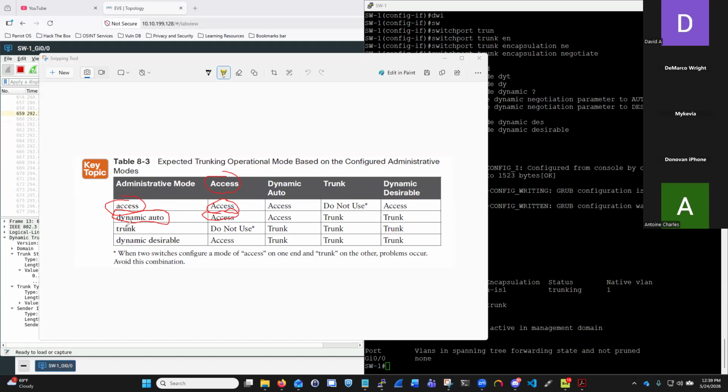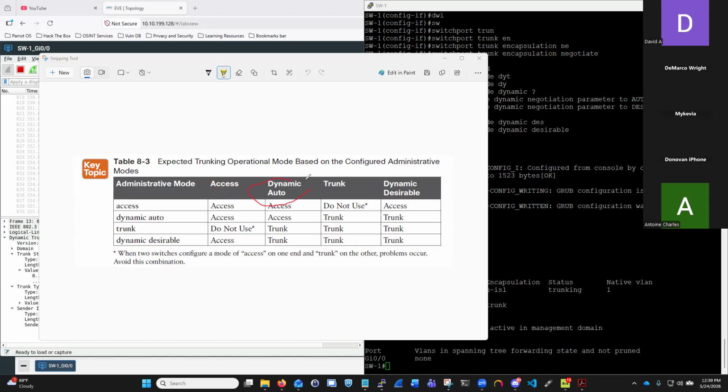If we configure one side to be access and one side to be a trunk, the book is telling you do not use this, and there's a little star behind it. So let's read that. When two switches are configured with a mode of access on one hand and trunk on the other hand, problems occur. Avoid this combination. But of course, if you configure one side to be access, with dynamic trunking protocol on the other, it's going to be access.